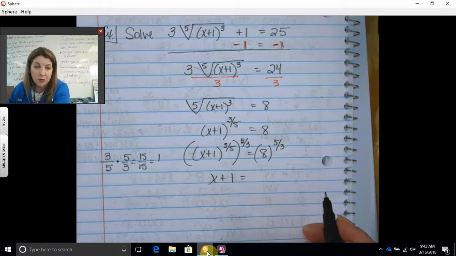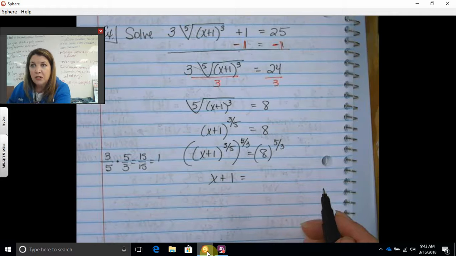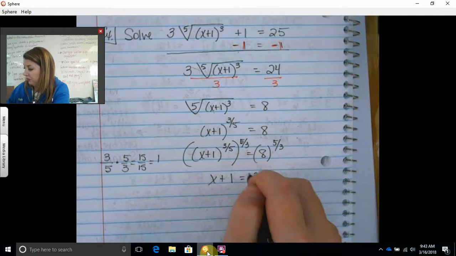But on the other side, it's not quite so easy. 8 raised to the 5/3, we still have 5/3, right? It does not go away. So do we know what 8 to the 5/3 is, or could we? Exactly, it's the cubed root of 8 to the 5th.